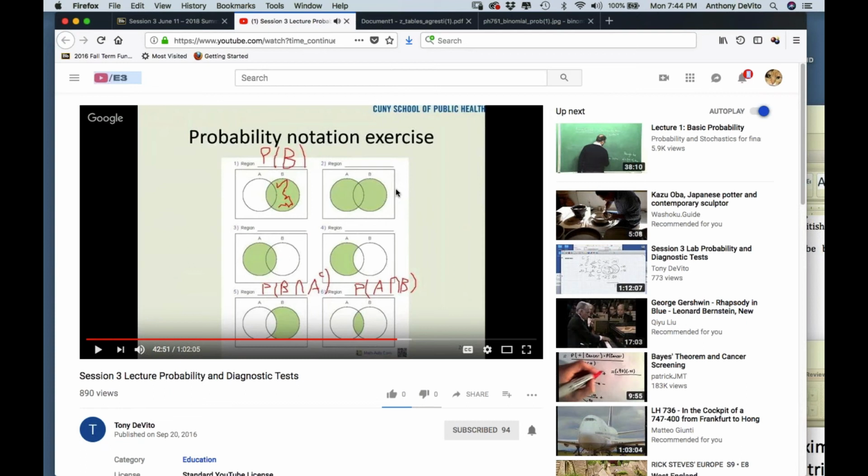What is that? It's both of them. That's the union, right? That's the probability of A union B. Good. Thank you, Ange. Union means it could be either. Intersection means it has to be both. So this is the intersection. Everybody that's in that overlap is both A and B at the same time.